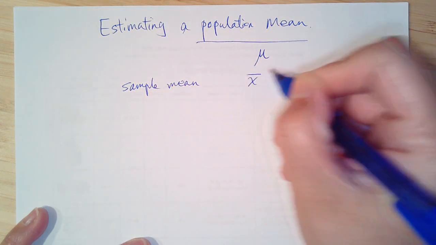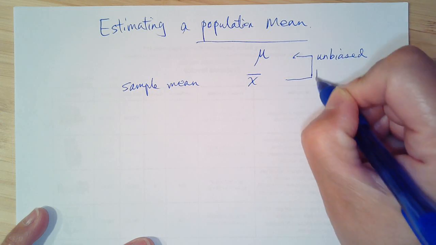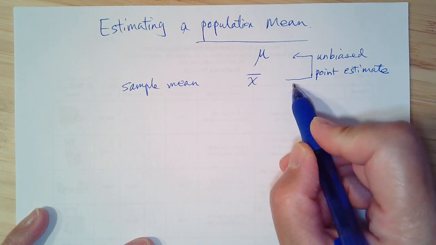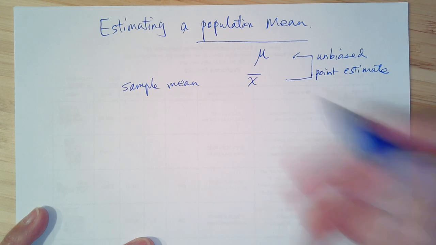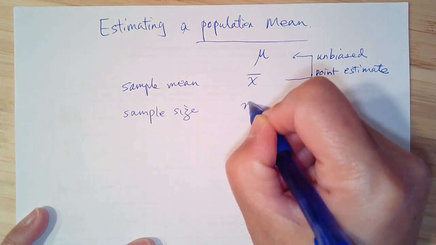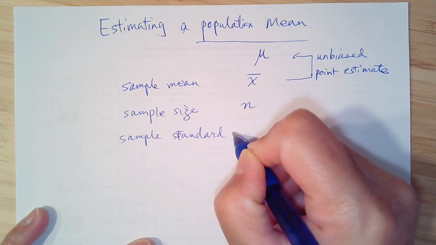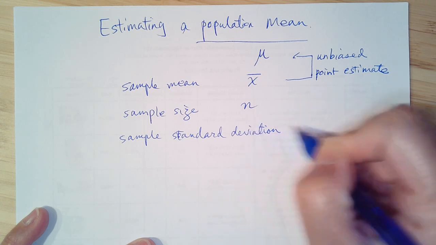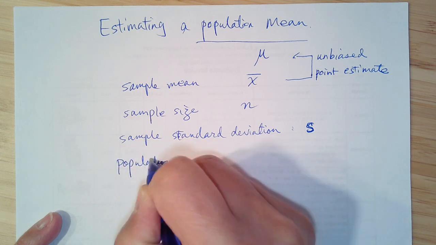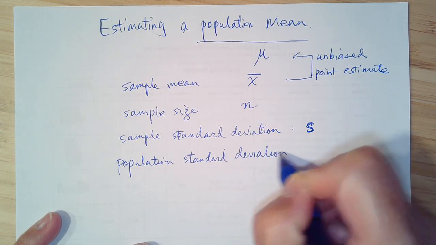which is x bar. And if you learned that, x bar is the unbiased point estimate, right? X bar is an unbiased point estimate for population mean. And there are some other letters: sample size, which is n, and the sample standard deviation, that's S, letter S, but the population standard deviation is sigma.